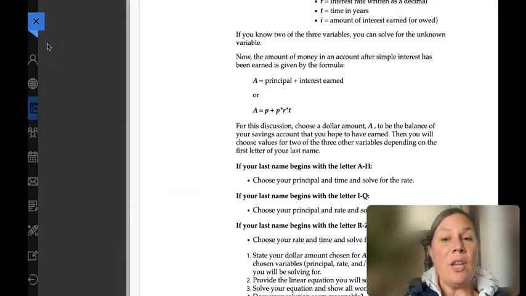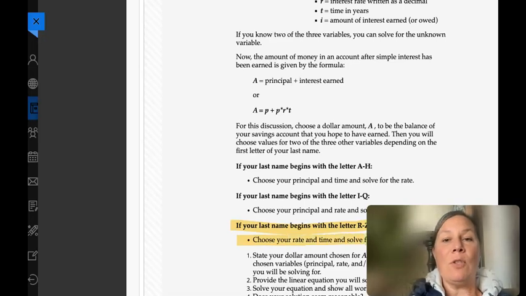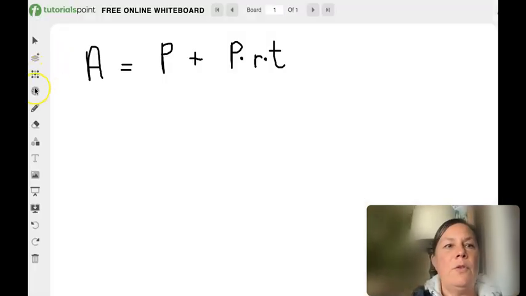Okay, for this discussion, note what your last name is and choose the scenario that applies to you. So for example, my last name is Radke, which means that I will jump down to last name is R. So this is my scenario down here. I will choose a rate, I will choose a time, and I will solve for the principal.